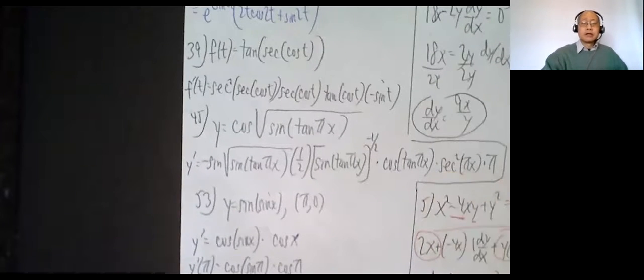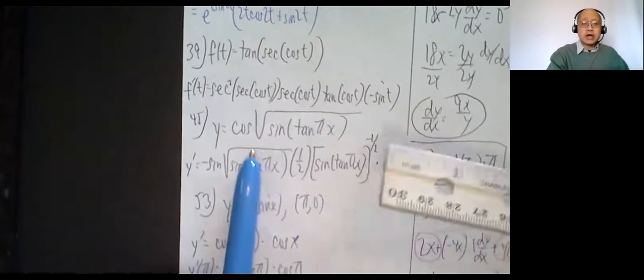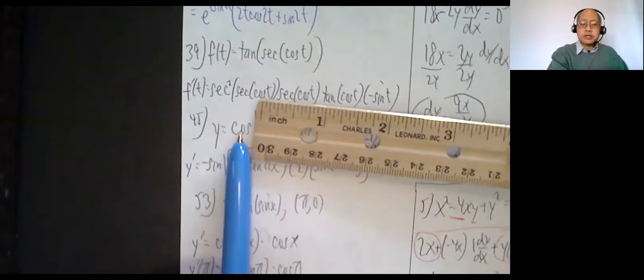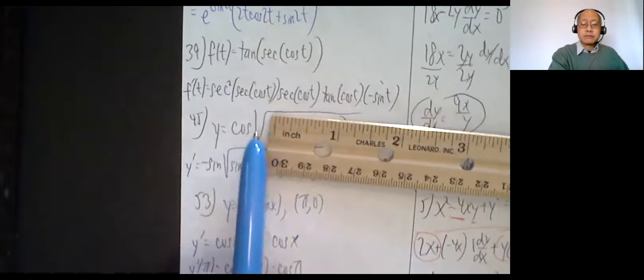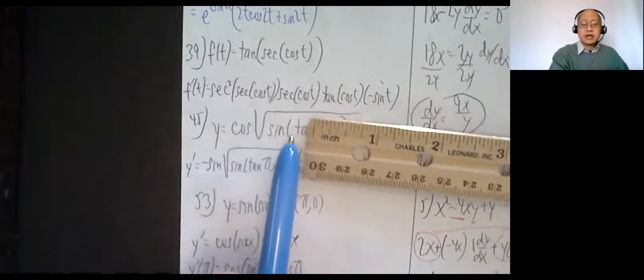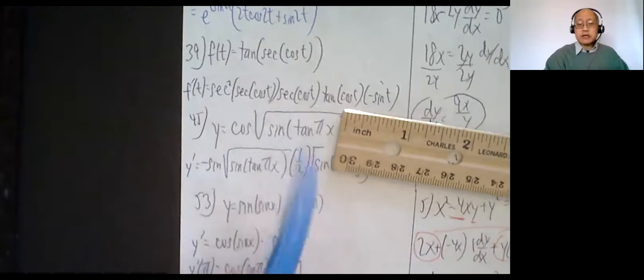Okay, 45 is pretty long. So there's 5 functions: f of g of h of j of k, right? The outermost is the cosine. Next one is square root. Next one is sine. Next one is tangent. Next one is pi x, multiplying by pi.